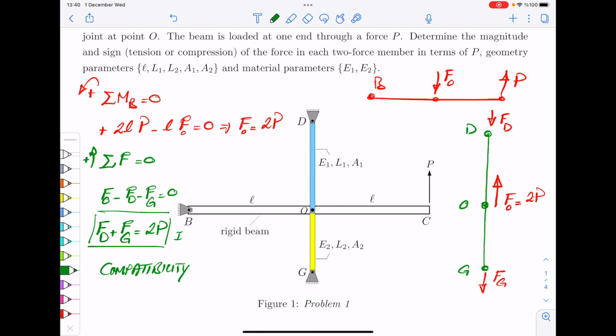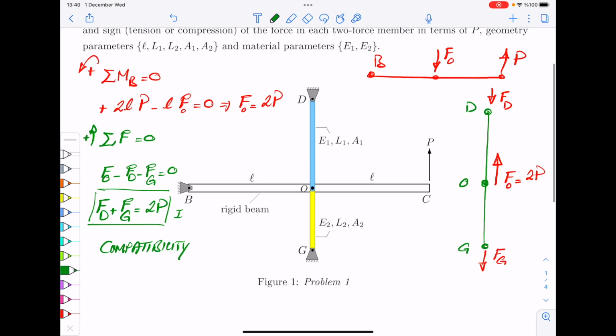Now, to write compatibility, it's kind of conceptual. You can write it any way you like. You should, however, think of its conceptual meaning. Compatibility basically means whatever change of length you get in the member OD, you should get exactly the same in member OG, okay? But think about it.